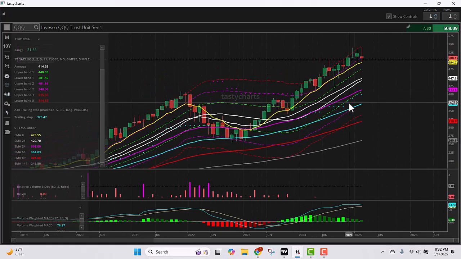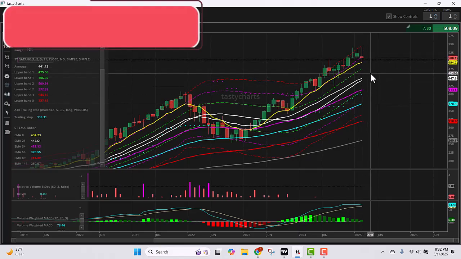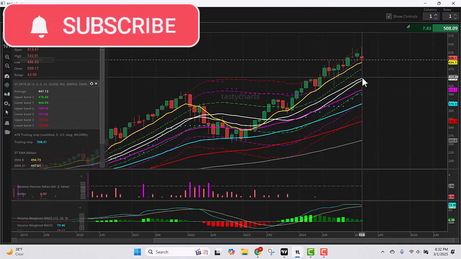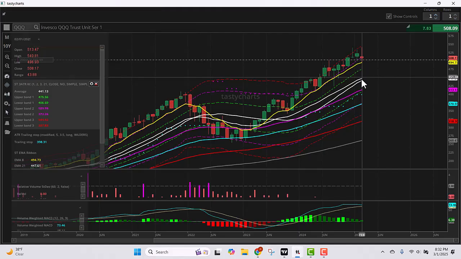Moving over to the Tasty charts here for the monthly Qs, you can see it was down, obviously. The 9 EMA was sitting at 494.73, and the low of that candle was 496.93, so we missed that 9 EMA just by a little bit. Expecting the touch here in March for sure. Is it going to push down as low as that 21? I think that remains to be seen.